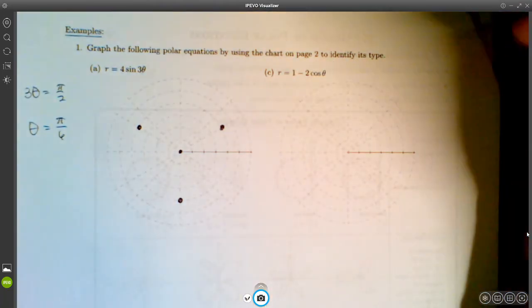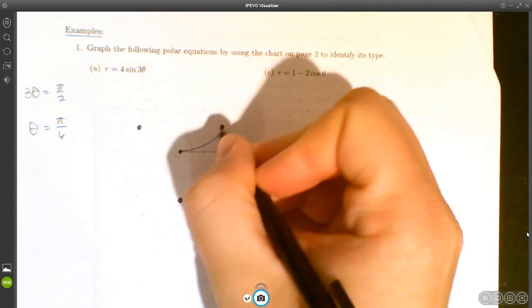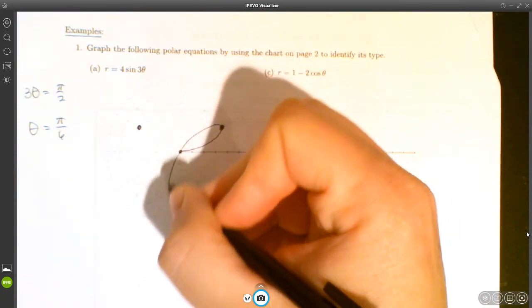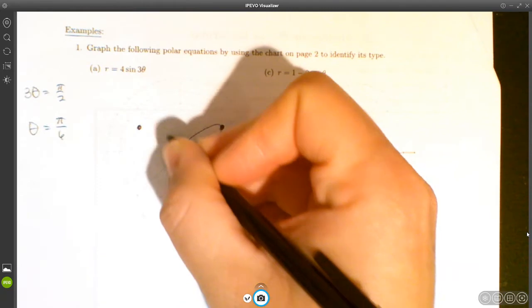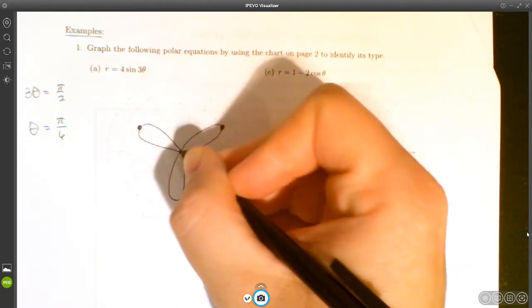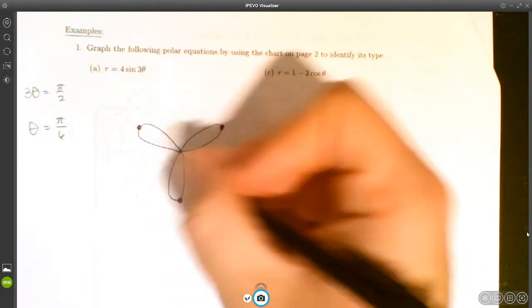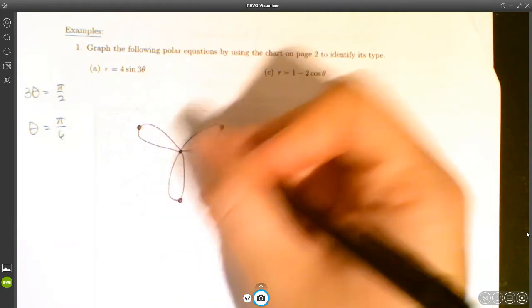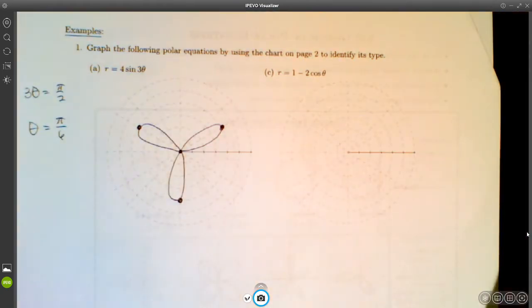So this is what the graph of the function ends up looking like. It's like this rose curve that looks something like this. And it's going to continue to repeat. It's going to trace out the same 3 petals over and over and over again.